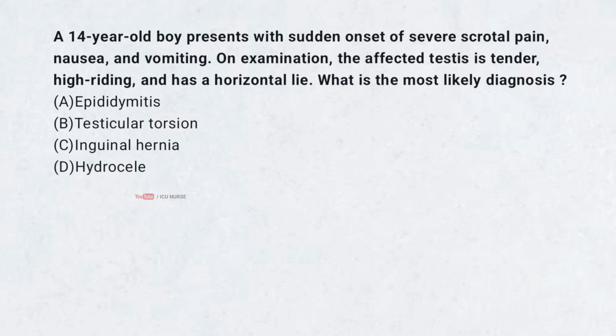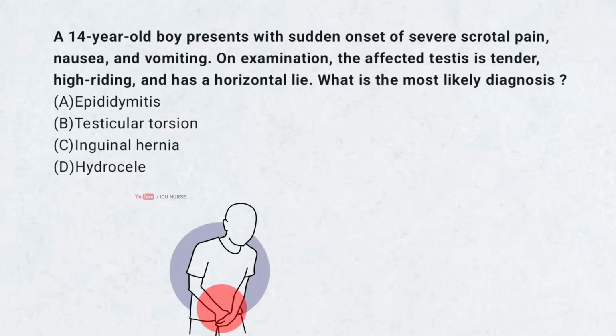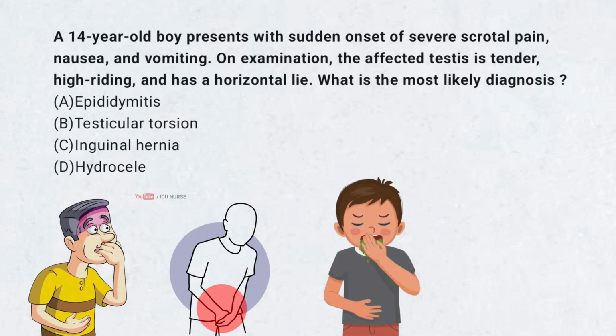A 14-year-old boy presents with sudden onset of severe scrotal pain, nausea, and vomiting. On examination, the affected testis is tender, high riding, and has a horizontal lie. What is the most likely diagnosis? A. Epididymitis. B. Testicular torsion. C. Inguinal hernia. D. Hydrocele. Correct answer B. Testicular torsion.